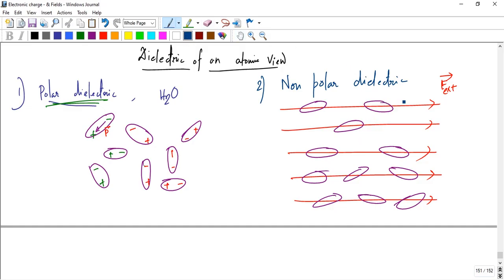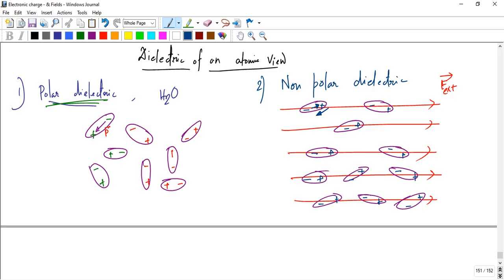The electric field is in that direction, so here plus, that is minus, plus minus, plus minus, plus minus. Now that non-polar dielectric has a dipole moment, in the minus to plus direction. But it creates an electric field opposite to the external electric field. That molecule has plus and minus, so there is an electric field, but that electric field is opposite of the external electric field.